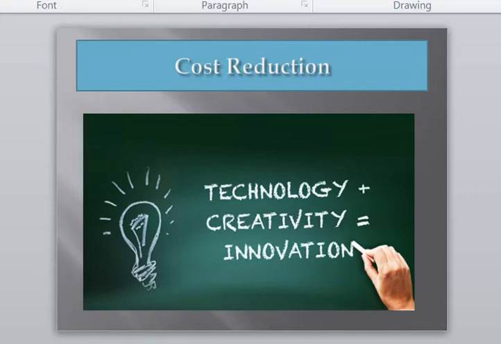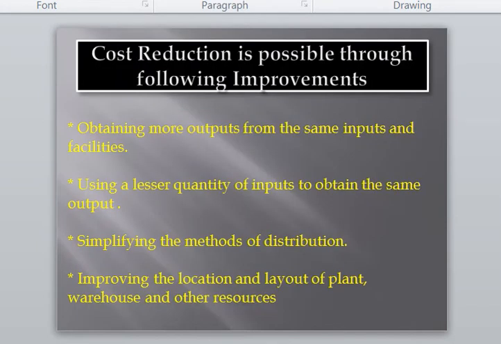Cost reduction is possible through the following improvements. If you make these improvements, there will be chances of reduction of cost. The first one is obtaining more output from the same input and facilities. Using a lesser quantity of inputs to obtain the same output. Simplifying methods of distribution. Improving the location and layout of plant, warehouse, and other resources.